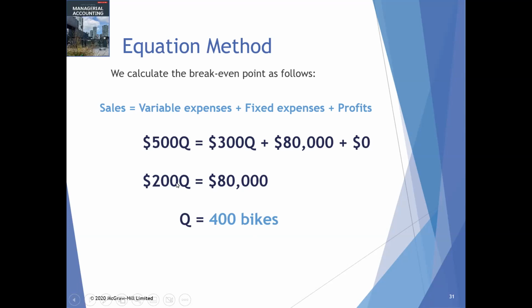So how has the 200 come? If the 300 is here, and we put it on the left-hand side, the plus figure will be converted into minus. So 500 minus 300 is equal to 200Q. Plus 80,000 plus 0 is 80,000. So the 80,000 is multiplied, and this will be divided here. So Q is equal to 80,000 divided by 200 is equal to 400 bikes. 400 bikes.